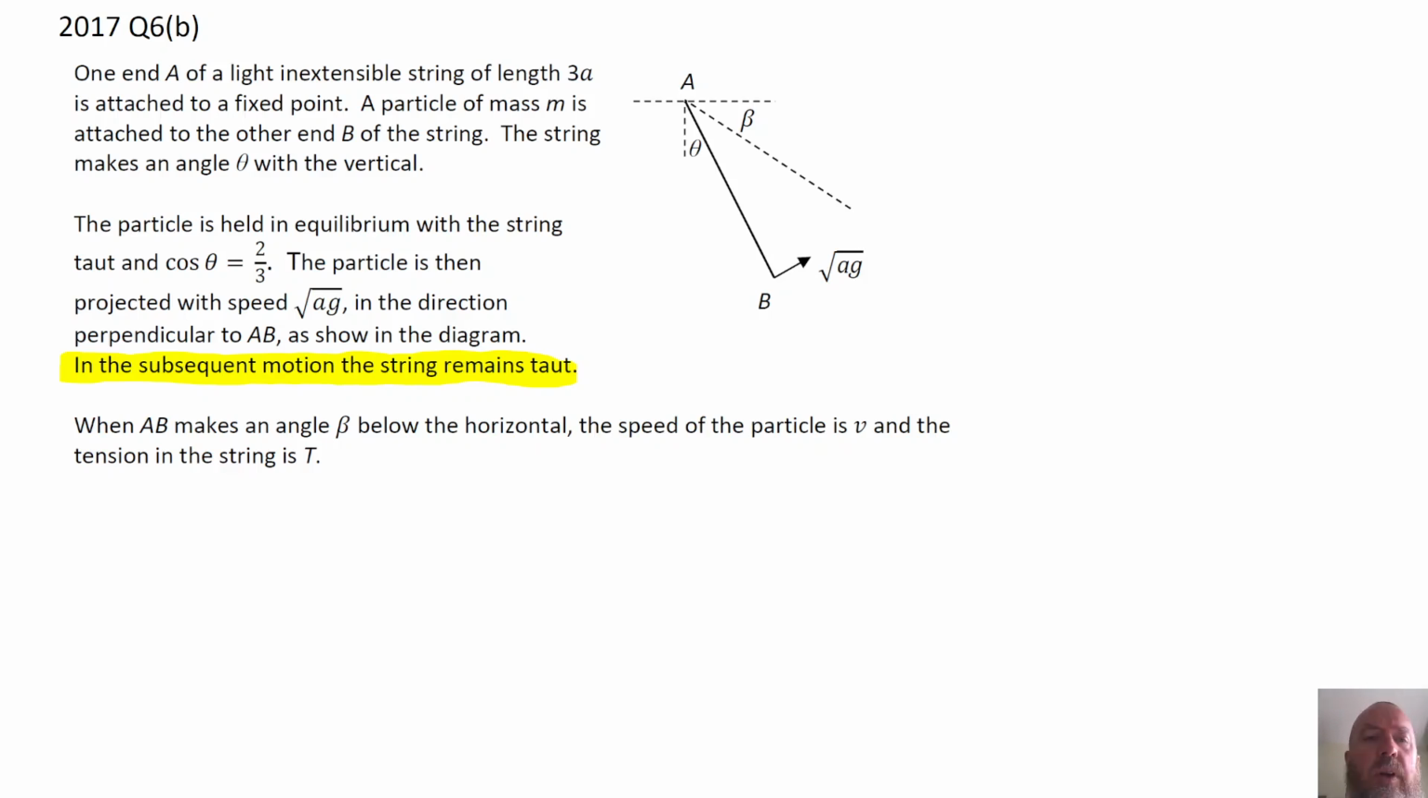So I had a question on the Discord about this question here, 2617 6b. A particle of mass m, attached to an inextensible string of length 3a, is held with the string taut so that it makes an angle theta with the vertical, where cos theta is 2/3. So we know the angle we start with, which is always useful. It is then projected with speed root ag in the direction perpendicular to AB.